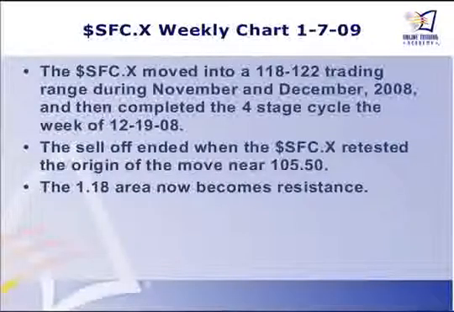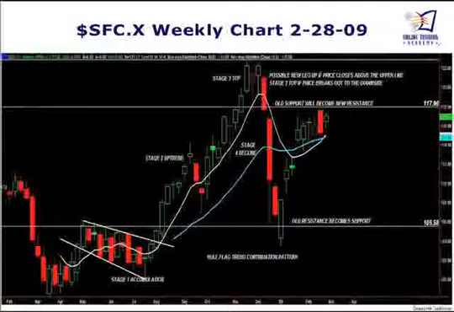Okay, so then I made a mention in January that we moved into a trading range between 118 and 122 during November and December, and then completed the four-stage cycle the week of December 19th. We tested the original breakout area, and that's when the downtrend ended. But the 118 area becomes key resistance at this point. And here we kind of rallied right back up here again in February. And because there's sellers up here, price can't make a new high until the last seller sells. There's where your options are really going to lose their time value in a hurry, guys.